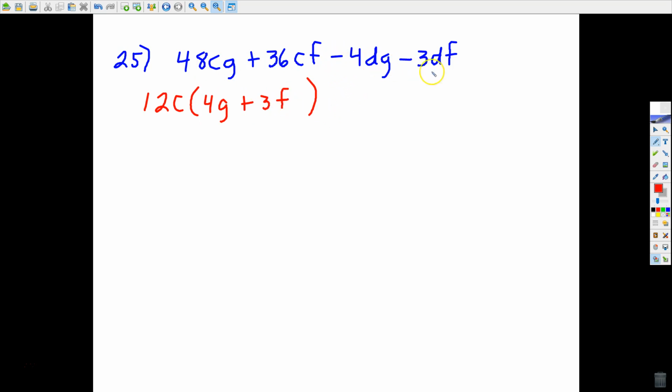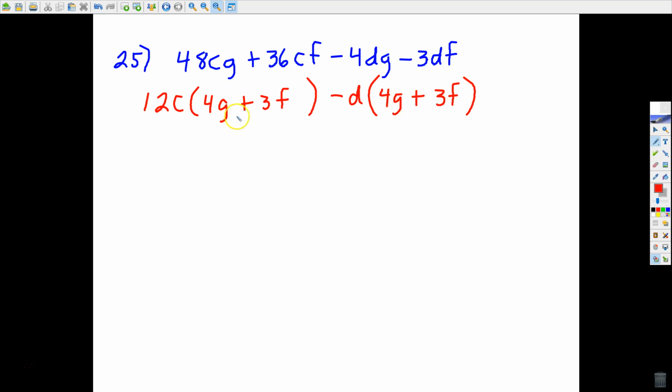Okay, for the second group, there is no number besides -1, but they do have a common d. So we'll say -1d, or just -d. And when we factor out -d, we're going to get 4g plus 3f.